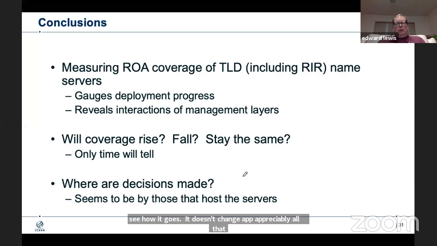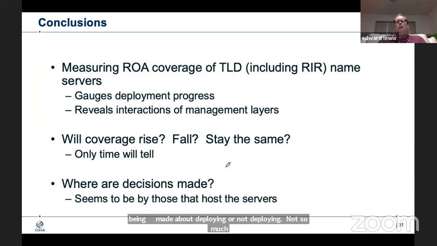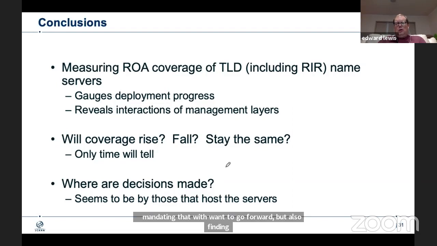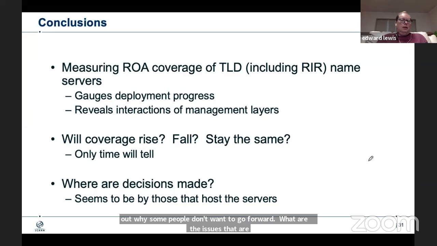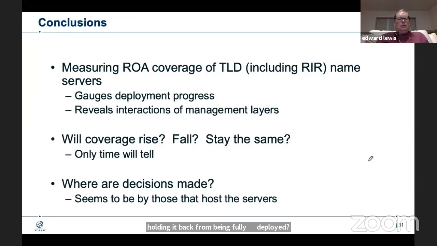And the question for many people is, where are decisions being made about deploying or not deploying? It's not so much mandating that we want to go forward, but also finding out why some people don't want to go forward with it, and what are the issues that are holding it back from being fully deployed. And with that, I'm going to finish my slides and go back to whoever is next.